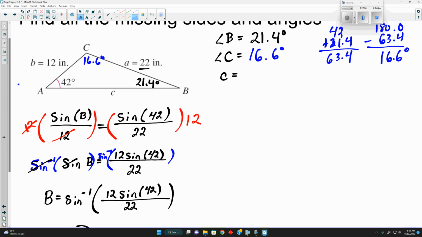Now we just need to find the missing side, yes? So we're going to have C over sine of 116.6 degrees is equal to. Now at this point here, it doesn't matter if I pick side length A or side length B. What'd you get? Yes. Thank you. Yeah. My brain had already moved on.